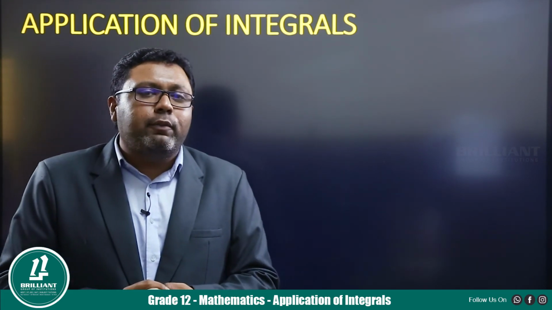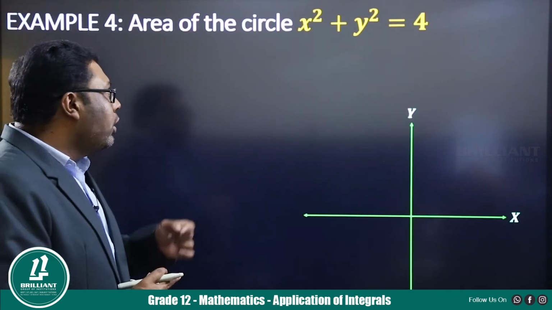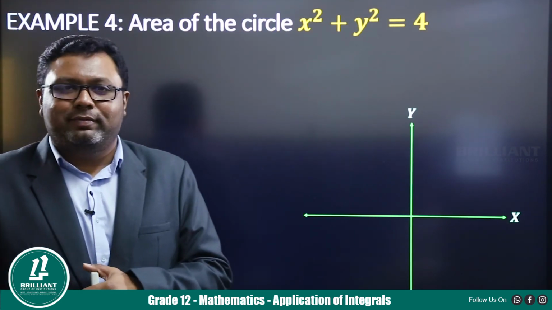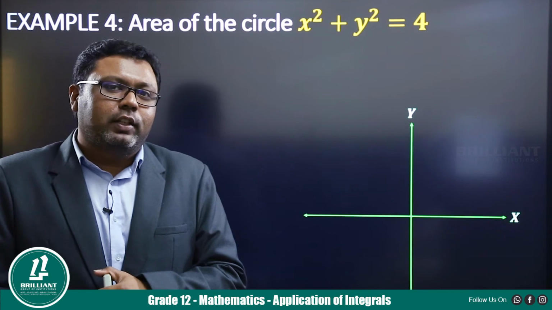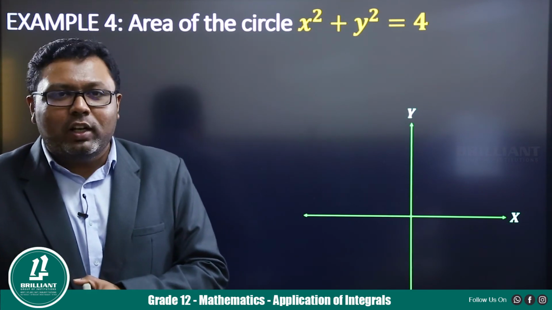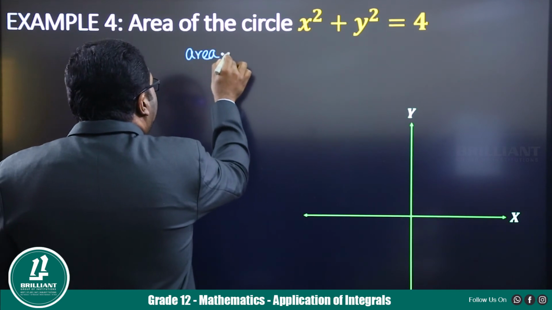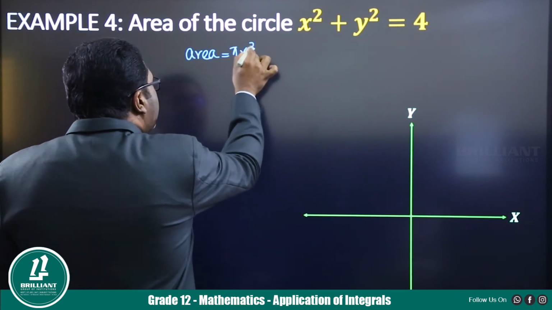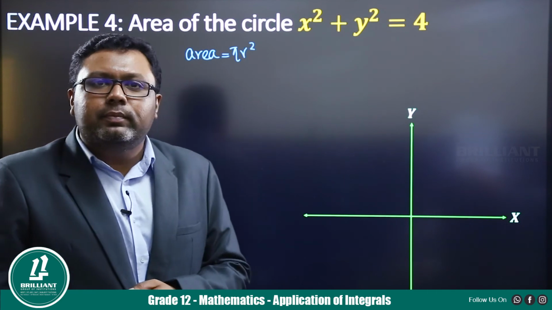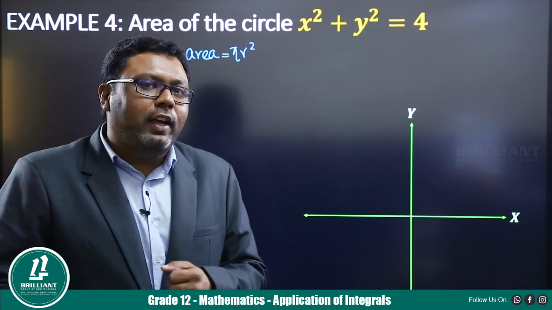Let's see example 4 now. Example 4 talks of the area of a circle. You know from geometry, in smaller classes, you have learned that the area of a circle is equal to pi r squared. So if I know the radius of the circle, I can find the area of the circle.